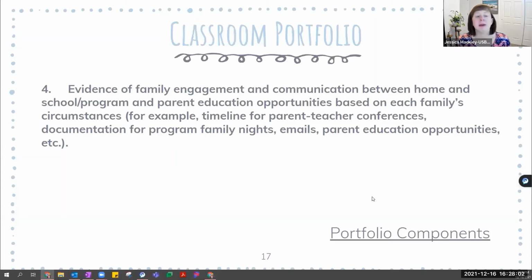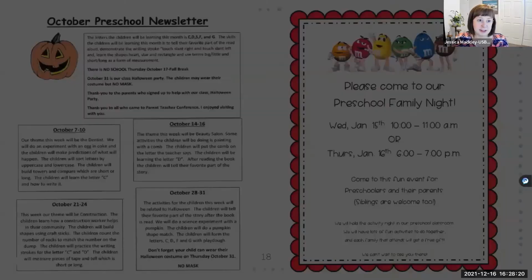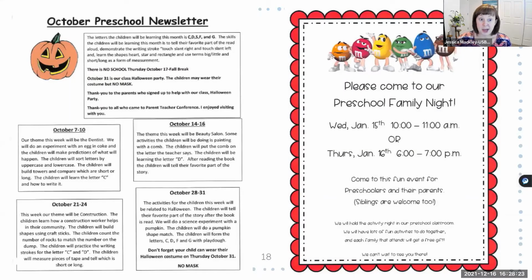Okay, so the fourth element is evidence of family engagement and communication between home and school program and parent education opportunities based on each family's circumstances. So this could be a timeline of parent-teacher conferences, documentation for program family nights, emails, parent education opportunities, etc. So here we go. Here's some examples that I have found in previous portfolios. So a newsletter for the classroom can count because you're communicating with families what you're doing and trying to engage them in what you're doing in the classroom.